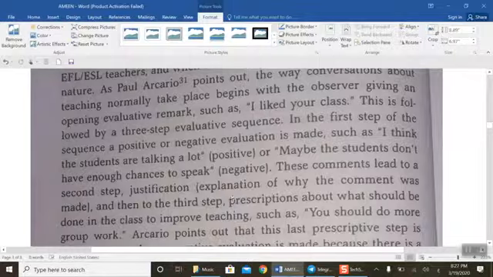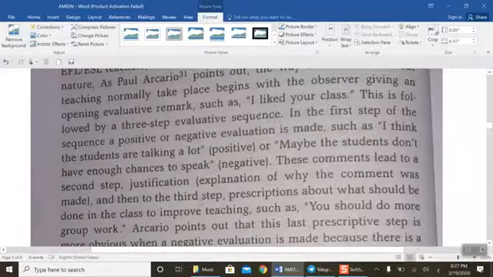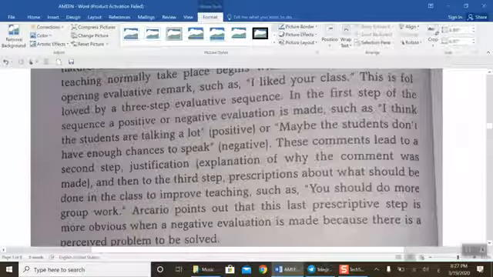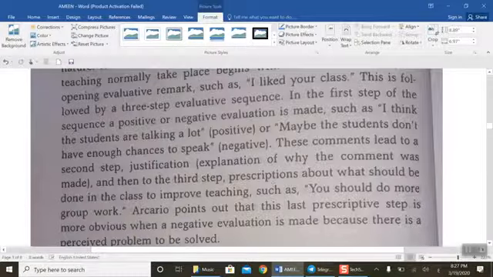These comments lead to the second step, which is justification. You have to give justification here, meaning an explanation of why the comment was made. For example, I told him your students are speaking English a lot, and he says yes, I give them a chance to speak, I try to give them some motivation, etc. And then the third step, prescription about what should be done in the class to improve teaching.